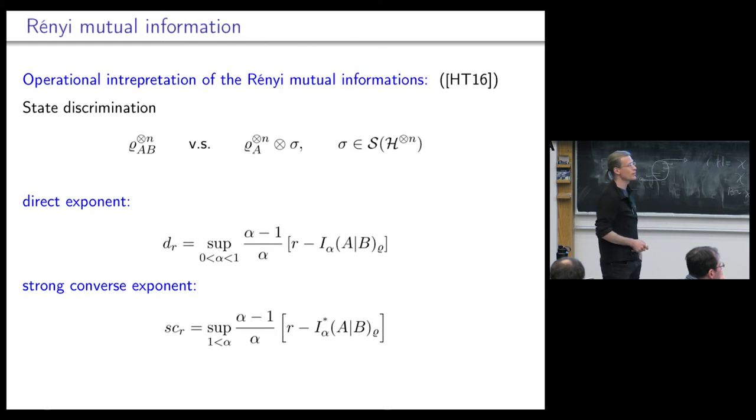And the same works for the Rényi mutual information. So if you replace the maximally mixed state with the first marginal of the state, again, you can run this machinery for the state discrimination problem, and again, you can express the direct and strong converse exponents using the Rényi mutual informations, this for the PETZ type, this for the sandwich type. Okay, so we get operational interpretations for all of these information quantities.